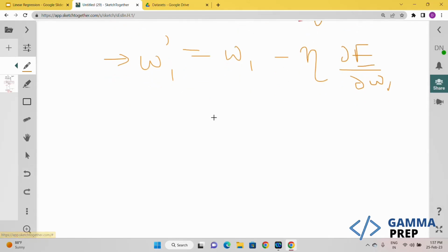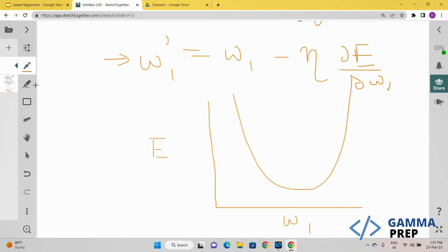For example, let's talk about W1 and the error. Let's say the graph is like this. Let's say we took W1 to be here and the corresponding error was here. Now in every update, we slowly move down, and after multiple iterations, we would come to a point somewhere here, which is very close to the global minimum. You can do a lot of iterations, but what happens is initially the movements are fast.